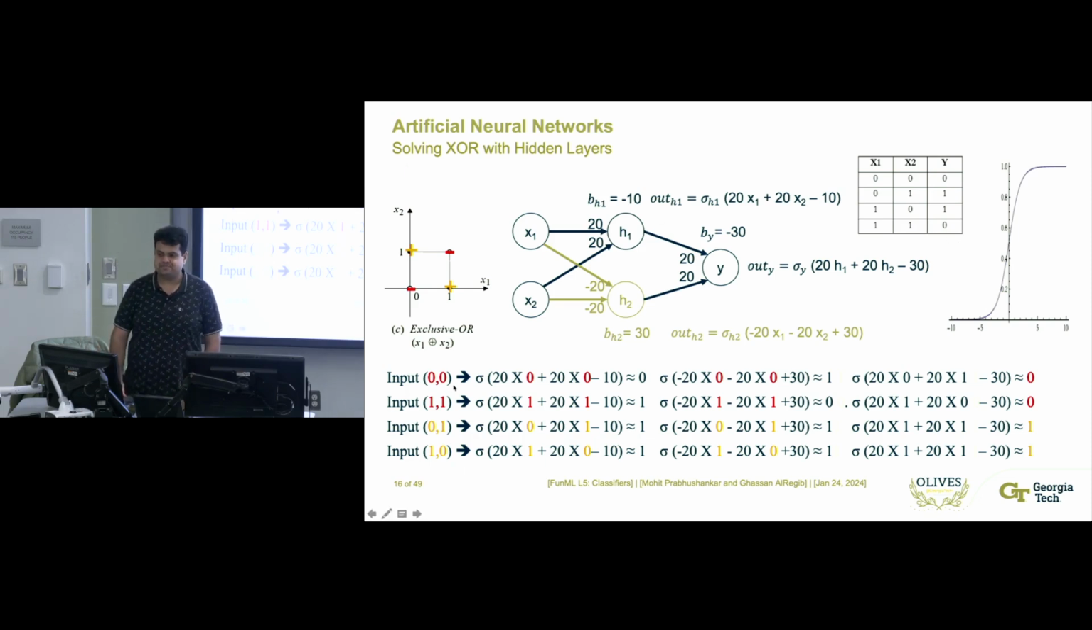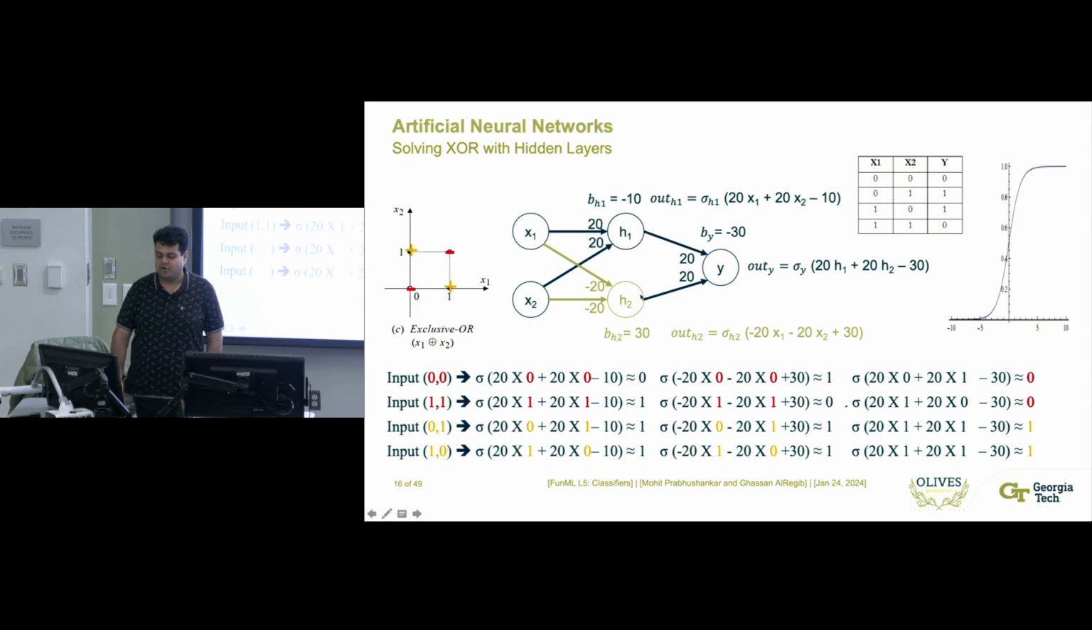So input 0, 0. If you use that as an input for H1, the output of H1 is sigma of 20 multiplied with 0 plus 20 multiplied with 0 minus 10, right? Because the two weights going into this neuron are 20, 20, and the bias is minus 10. So what you'll see is 20 times 0 plus 20 times 0 minus 10 is minus 10. And if you put this within a sigmoid function, this is a representative sigmoid image on the right hand side, minus 10 almost approximates 0. So you have 0 as the output of your H1 neuron here.